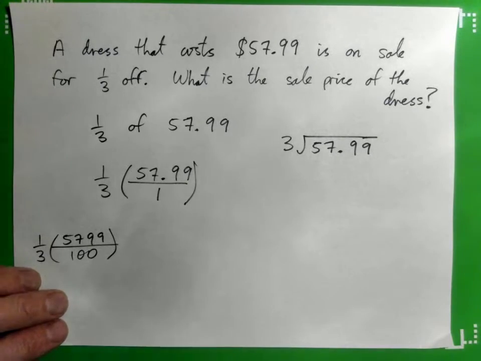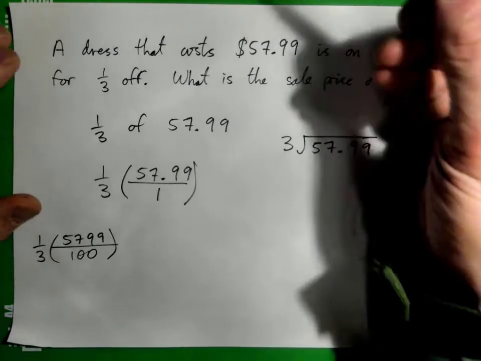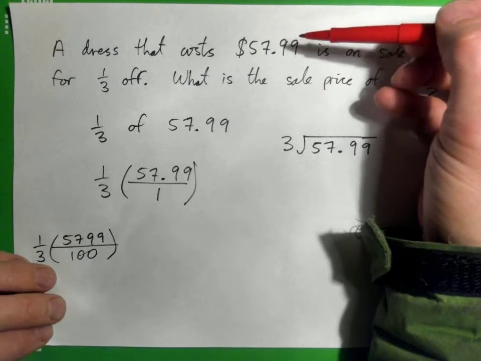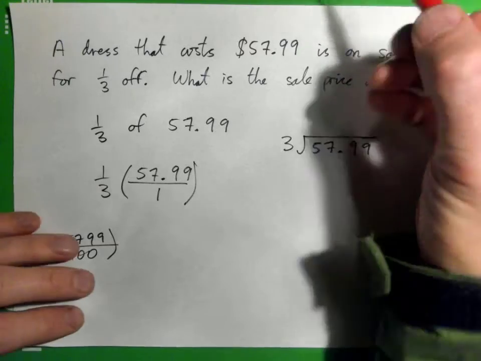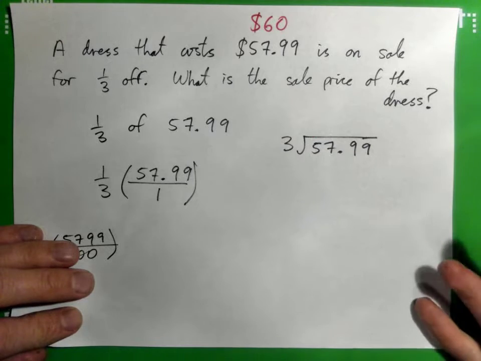Because, by the way, before we do anything, here's what I really want you all to do. Round this to an easier number, like round 57.99 to something. What do you get? 60. Good. So what's the answer? If that was 60, what would the answer be to the whole question?